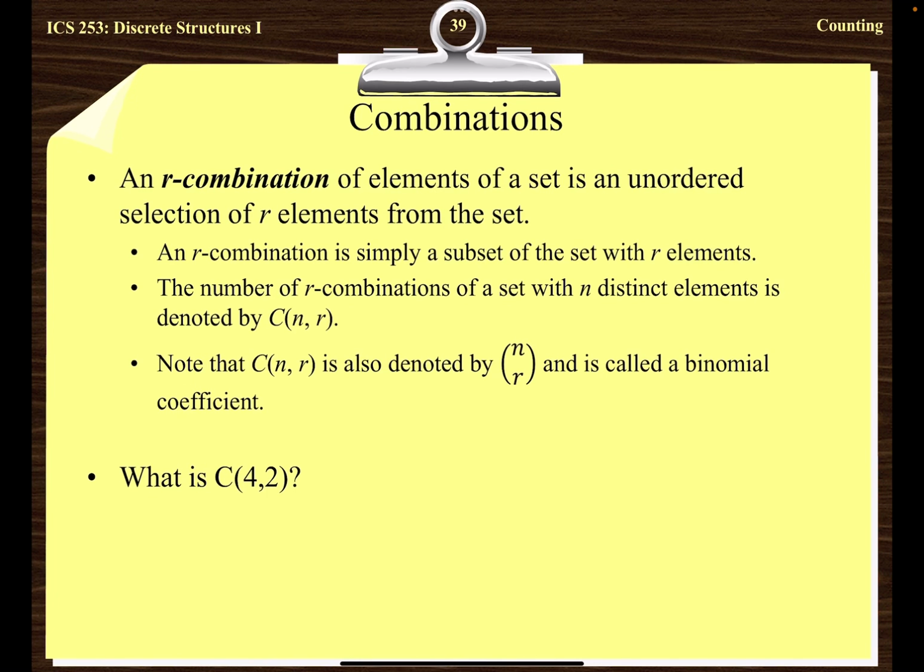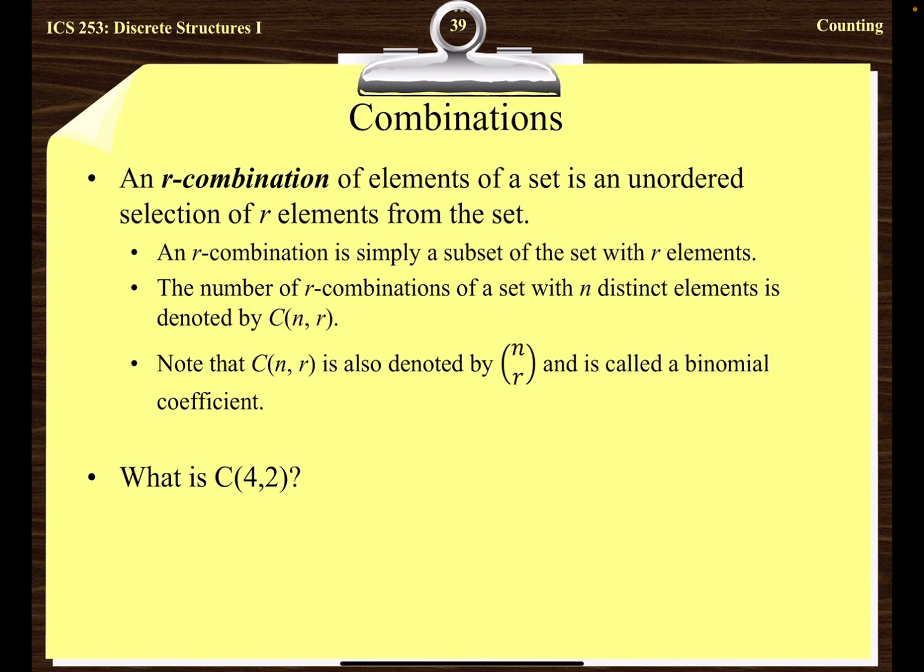Why don't we have an N combination? What is an N combination? How many different N combinations do we have from a set with N elements? One. There is no other, because it's unordered, right? So this is basically what we call an R combination. An R combination is simply a subset of the set with R elements. Okay, so it's a subset of the set of N elements which contains R elements, right?